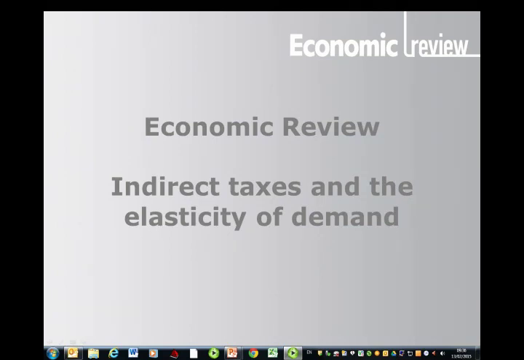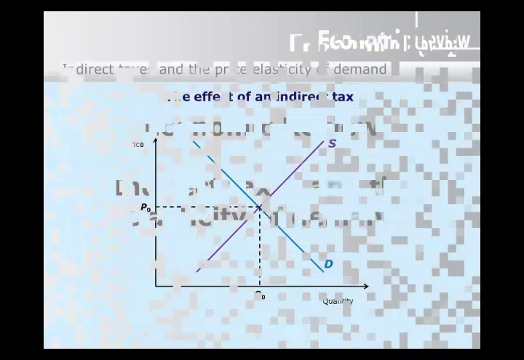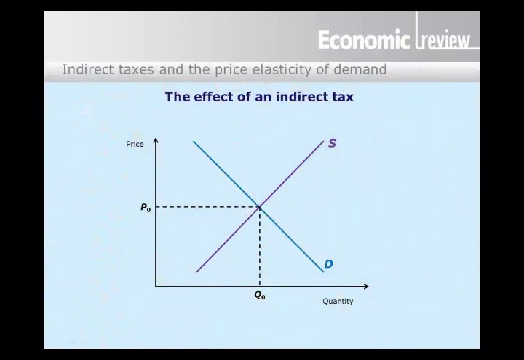tax. Let's first suppose that we face a downward sloping demand curve, D, a supply curve, S, and an initial equilibrium with the price at P0 and the quantity at Q0. Now, the effect of a specific tax is to shift the supply curve upwards. And in the new equilibrium position, price will increase to Pt and quantity falls to Qt.